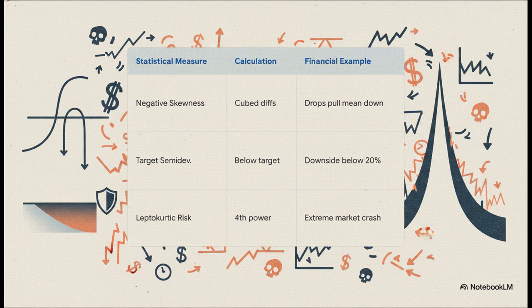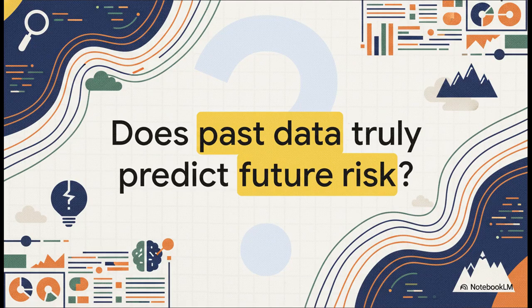And leptokurtic risk tells an investor that fat tails exist, meaning extreme catastrophic market crashes might actually occur much more frequently than a normal bell curve would ever suggest. These formulas are really just helpful tools to let us realistically anticipate danger. And that brings us to our final thought for this explainer.